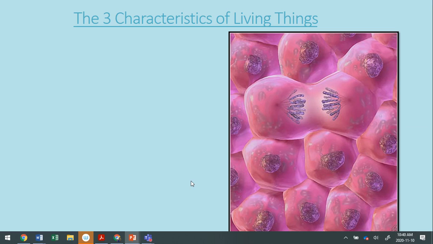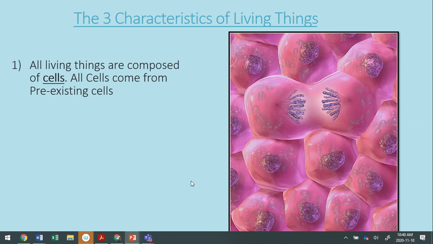But the number one thing that all living things have in common is that all living things are made up of cells. I really should have that S in brackets though, because there are many living things that aren't made up of numerous cells, but are actually made up of just one cell, right? So first and foremost, living things are made up of a cell or cells. All cells also come from pre-existing cells.